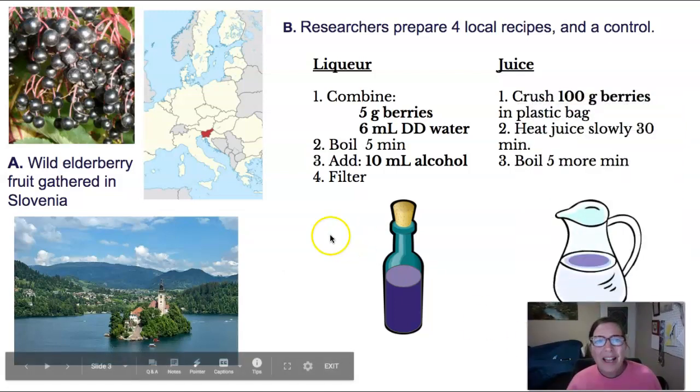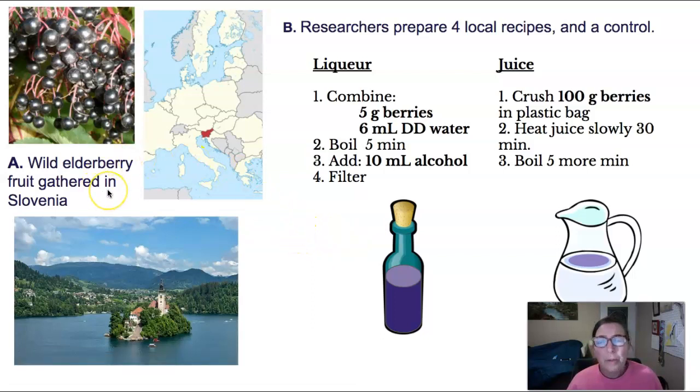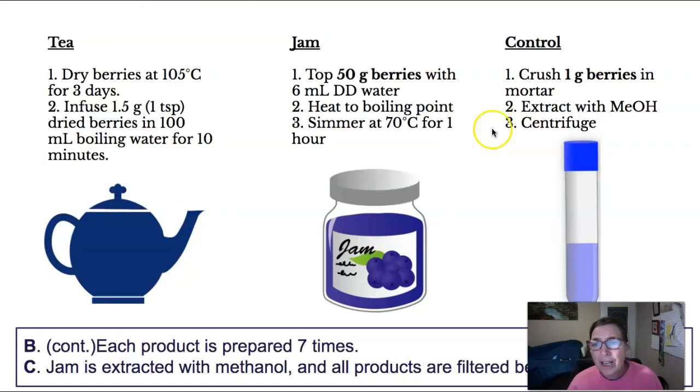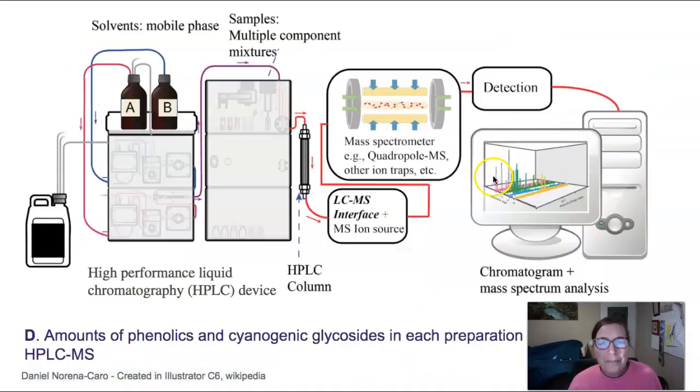The researchers picked some wild elderberry fruit, and they've created 5 different preparations: a liqueur, a juice, a tea, a jam, and a control, which was just the crushed berries. And then they used a HPLC mass spec to analyze these different preparations for levels of beneficial compounds and levels of toxic compounds. So let's see what they found and how I am going to tell the public what they found in the most clear way possible.